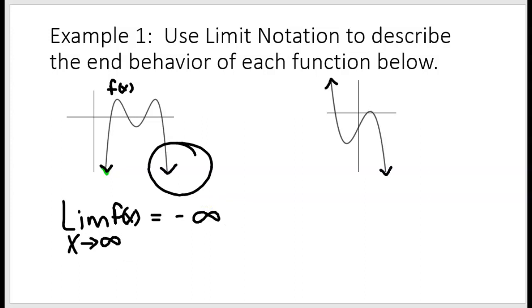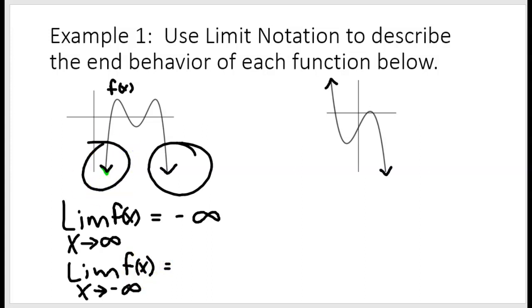Okay, now let's describe what happens on the left. So for that one, I'm going to write the limit as x approaches negative infinity. So what's happening on the left side of my graph? Well, that looks like as I move to the left, the graph is still going down. So that's going to be negative infinity also.